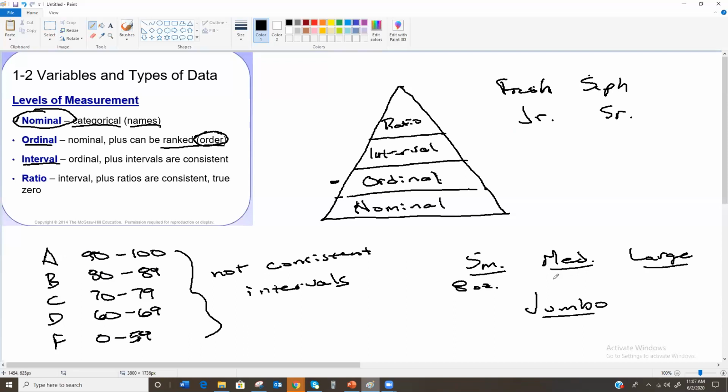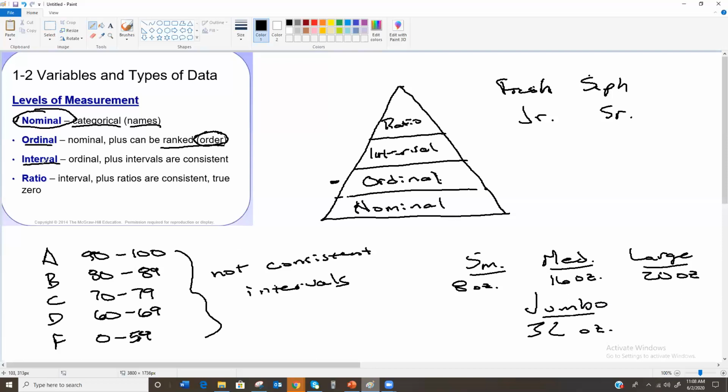A medium could be 16 ounces, while a large is 20 ounces. Are those consistent intervals? How much was added from small to medium? 8. And then here we added another 4, right? And then let's say jumbo is 32 ounces. Those aren't consistent intervals at all.